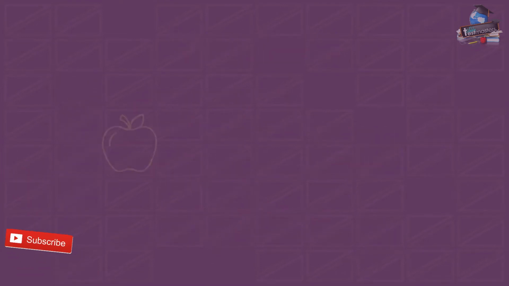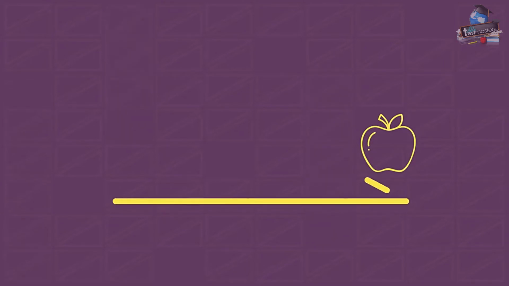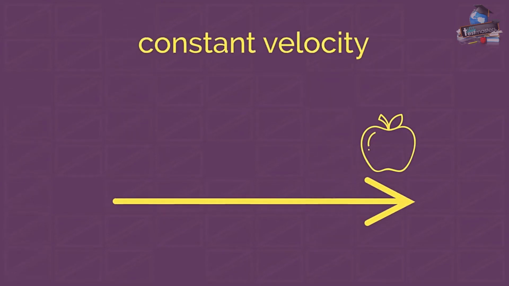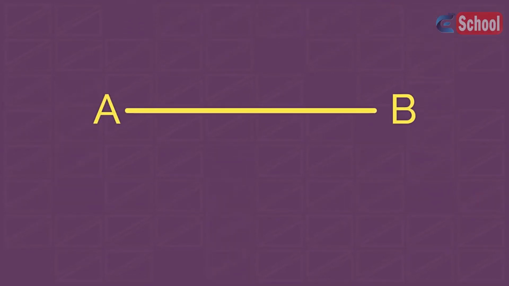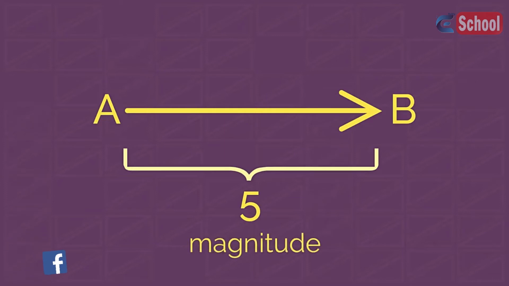For example, if we move an object in some direction with a force, we describe that force as a vector, or if we're moving with constant velocity. Assume that we are moving from point A to point B, and our velocity is 5. It means that our vector has a magnitude of 5 and an AB direction.